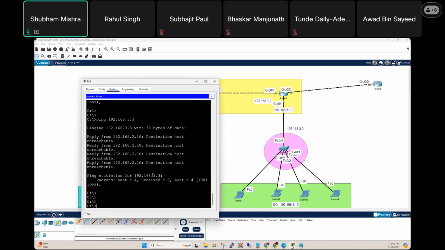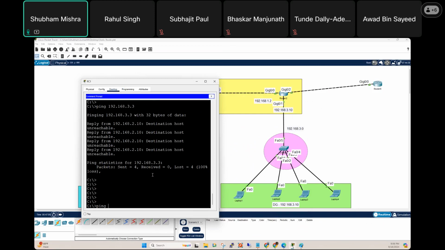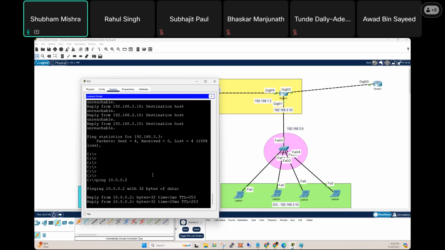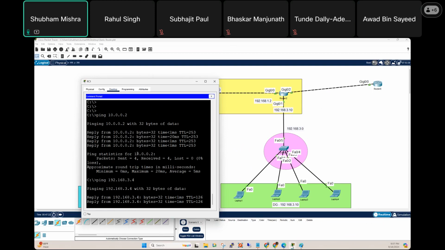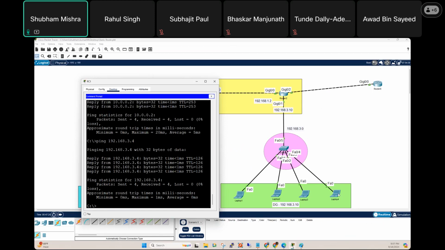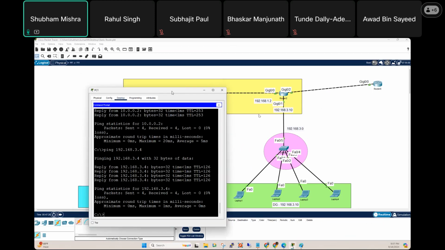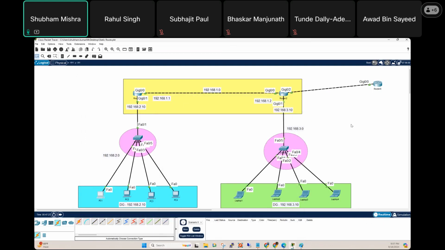Right now, everyone, come on PC number 1. Here I am writing ping 10.0.0.2. I am able to ping, there is no problem. It means from PC number 1 to this router I am able to ping. Come here. I am writing 192.168.3.4. I am able to ping. It means I am able to ping from here to here. It means right now everything is reachable. Yes or no?